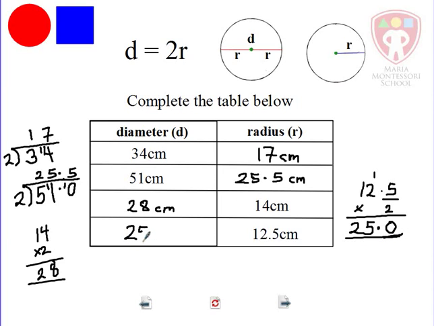Let's write that in, 25.0 centimeters. That does us very well. Mark your work. Out of 4. Let's see how you did, and let's move on.